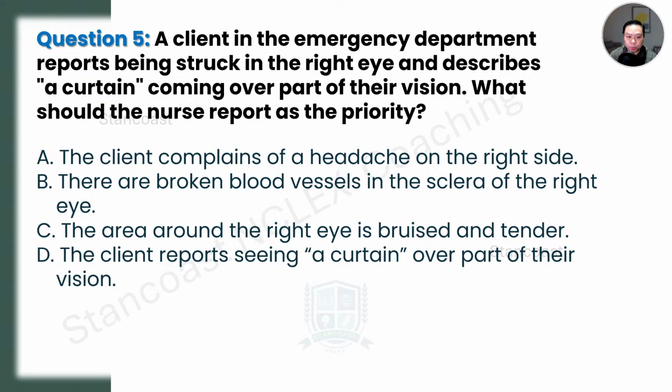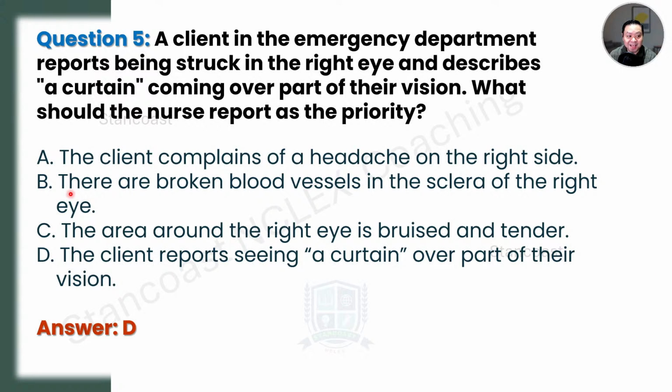What should the nurse report as a priority? The correct answer is letter D. This description is basically the key indicator that the patient is having a retinal detachment. So this will require prompt treatment to prevent permanent vision loss. If you selected letter A, the client complains of a headache on the right side, this is a common manifestation after a trauma, but it is not as urgent as the changes in the vision that could indicate a retinal detachment.